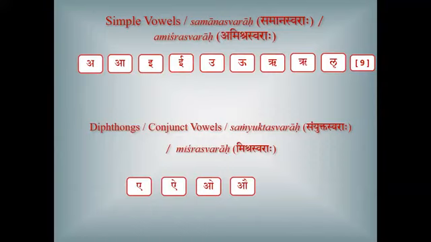Please note. A, I, O, OU. How many vowels? 4. Simple vowels 9. 9 plus 4, 13. These are the 13 vowels. Understand? Any doubt in this? If yes, please unmute and ask. If no, we will proceed.